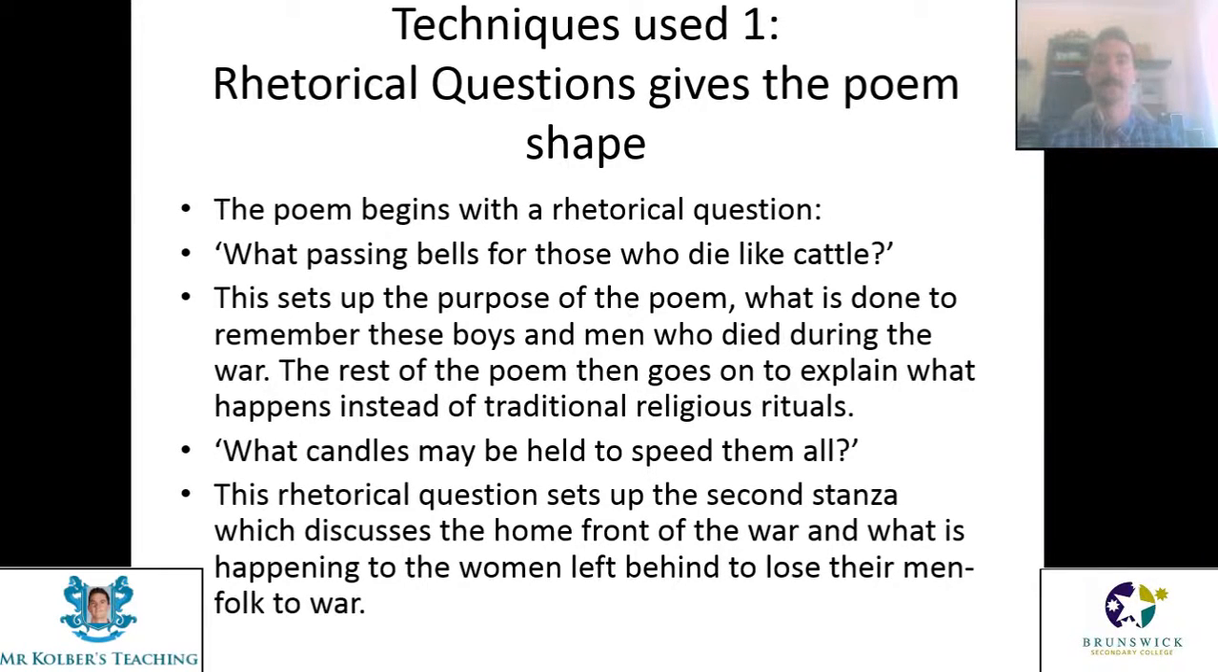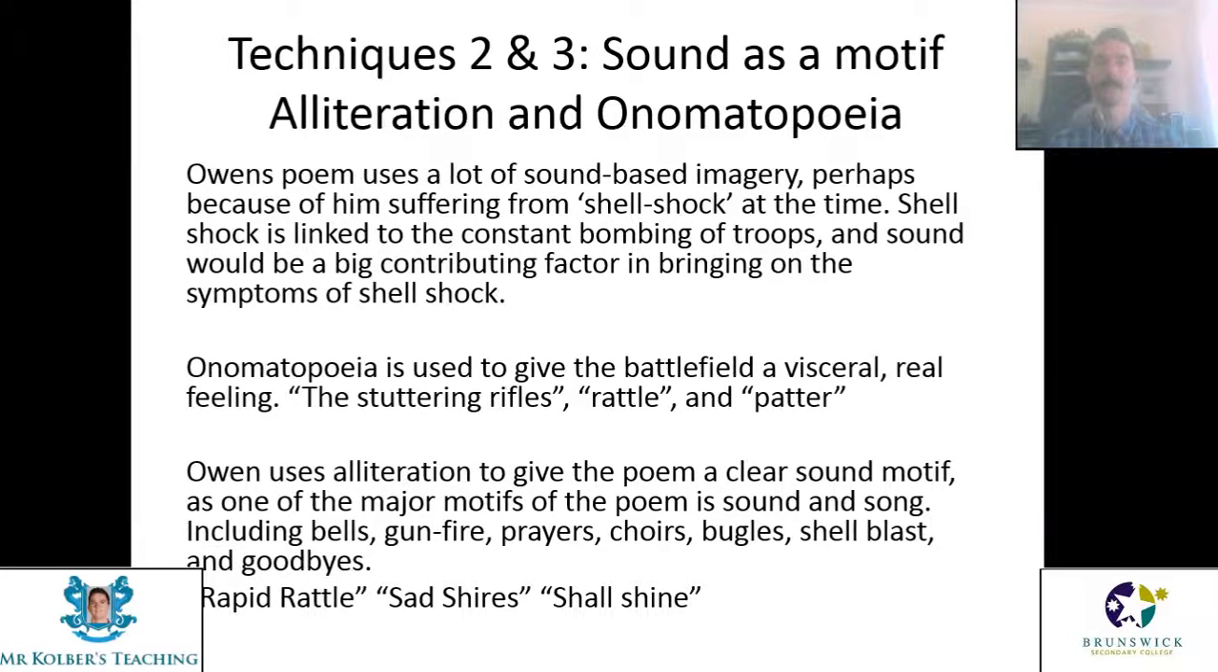It's very similar to a text response essay, where you say who said the quote, then you provide the quote, then you say what it shows, and if you are a little bit more advanced, you might mention what the author was trying to do when they provided that. Alright, for techniques 2 and 3, I've combined mine because they fit together very neatly. This poem is very famous for having sound as a motif, alliteration and onomatopoeia all tie together in this poem in a very similar way, so I've put them together.